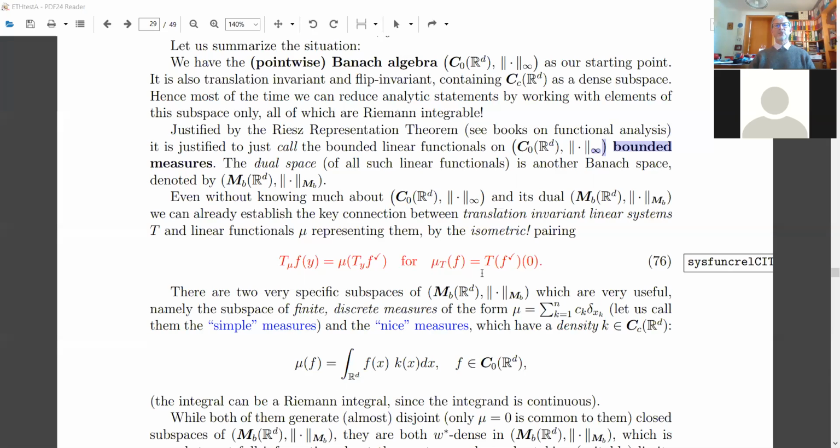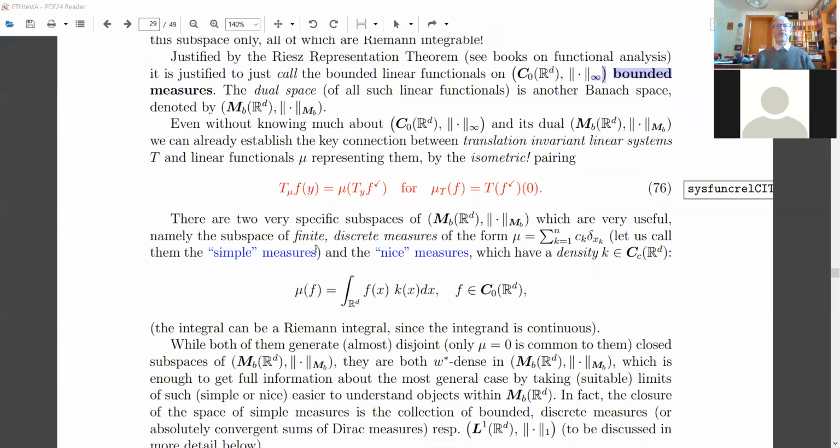And this linear functional can be used to recover the whole operator, the whole channel, the whole system, by a convolution operator, which at the moment is just written as: apply mu to the shifted version of the flipped f in order to get the output. So T_mu of f is the output under the system, convolution by mu, of the input signal f at the position y.